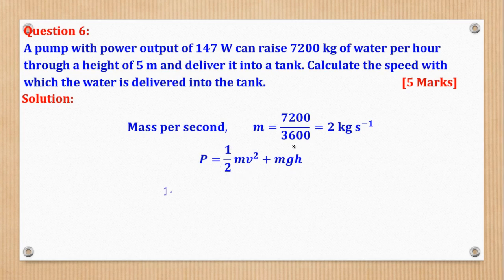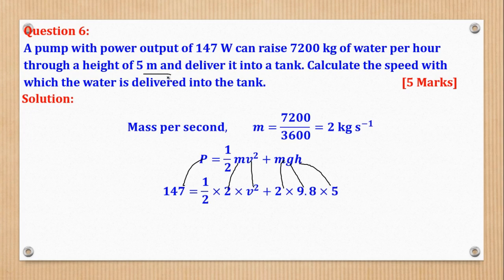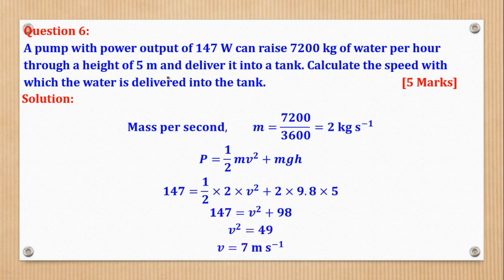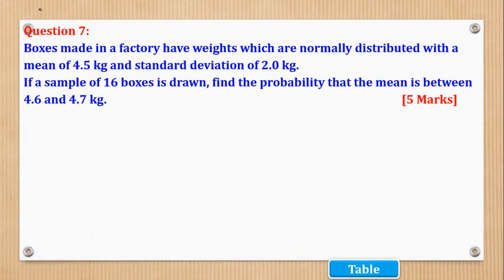Then you shall substitute. Power is that, m we have got as 2, v is what we want, m we got as 2, g is a constant, and h was given as 5. So my aim is to make v the subject, so I'll simplify and look for a way of making v the subject. And we take the positive value of v. That was question 6. Now we shall go to question 7.